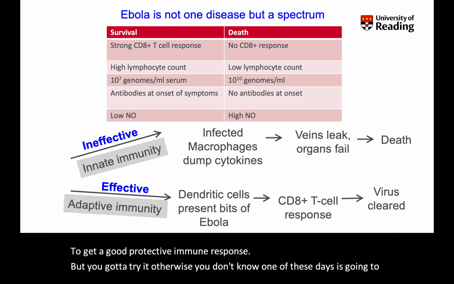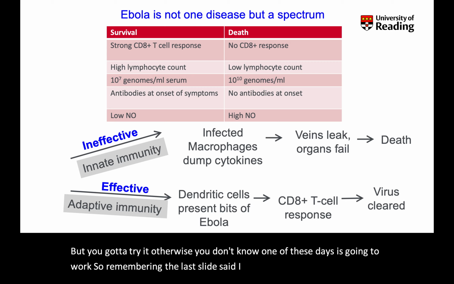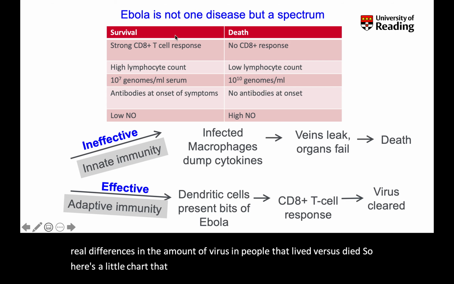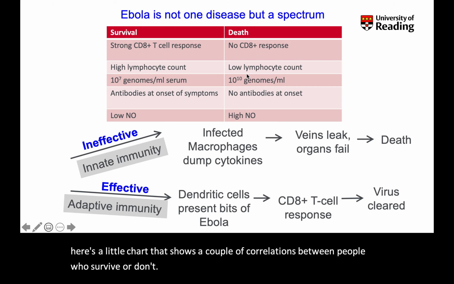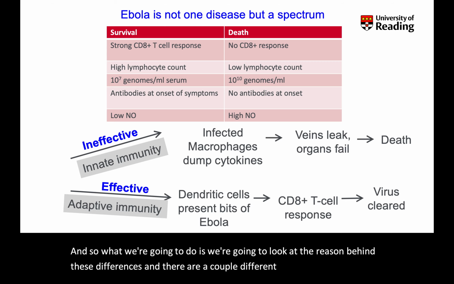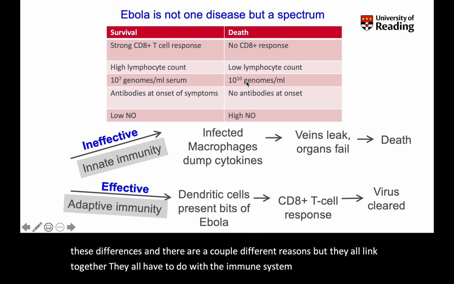So remember in the last slide set, I was telling you that there were real differences in the amount of virus in people that lived versus died. So here's a little chart that shows a couple of correlations between people who survive or don't. And so what we're going to do is look at the reason behind these differences. And there are a couple different reasons, but they all link together. They all have to do with the immune system and the way it works. So in here in the middle bar, let's just hit that one first.